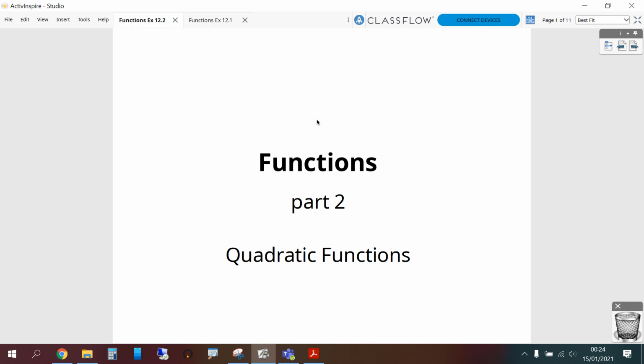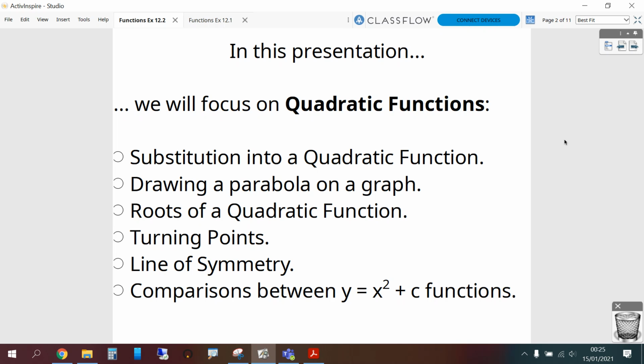This is the second part of the presentation on functions, and this presentation focuses on quadratic functions. In this presentation, we will focus on quadratic functions, and this includes substitution into a quadratic function, drawing a parabola on a graph, roots of a quadratic function, turning points, line of symmetry, and comparisons between y equals x squared plus c functions.